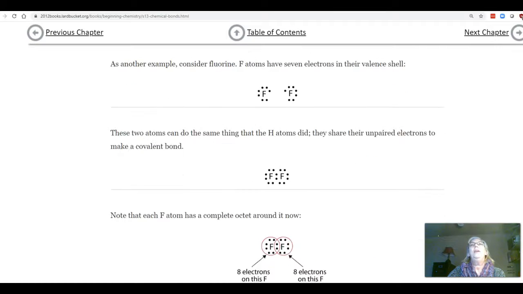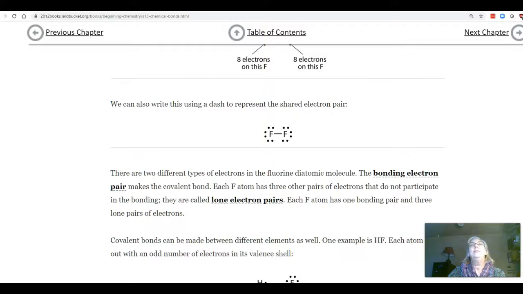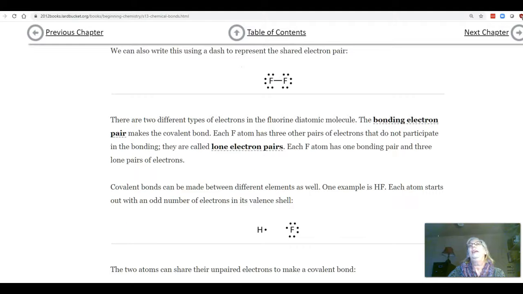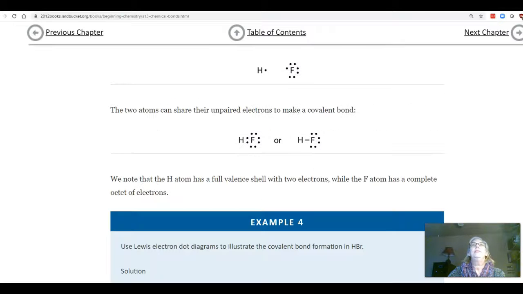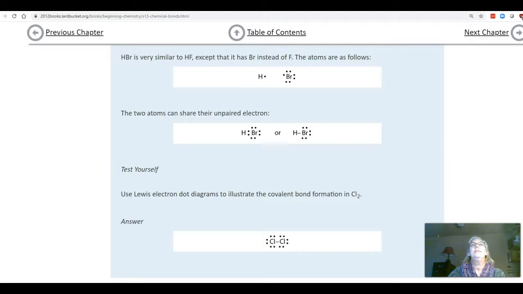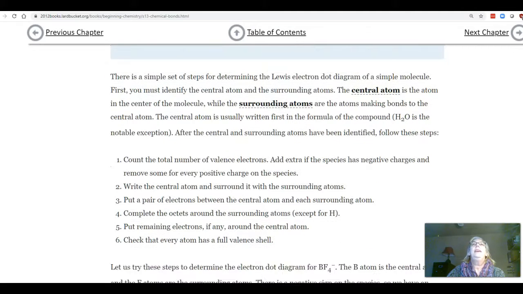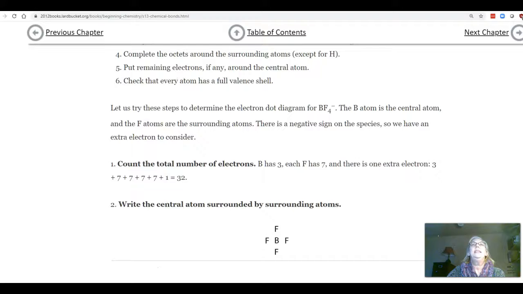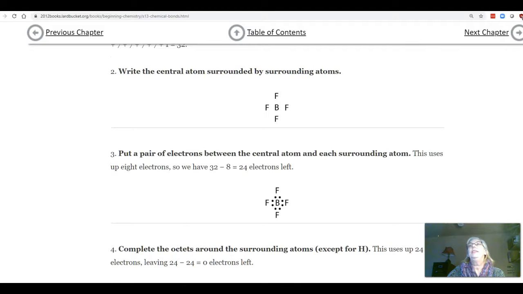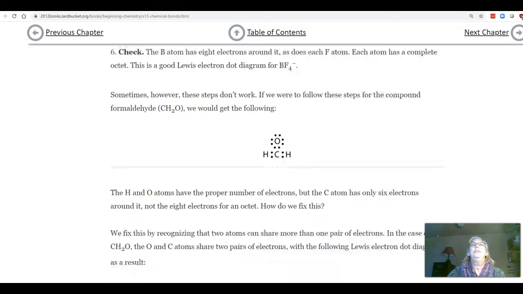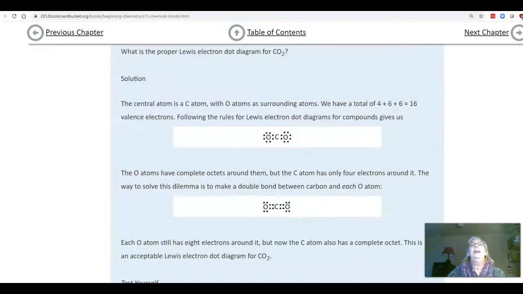And so there's single bonding, there's double bonding, triple bonding, and we have to be able to draw this situation. So practice those, they're very important. And it's going to give you examples of how to do it. So this is important. Follow through this and then try it yourself.